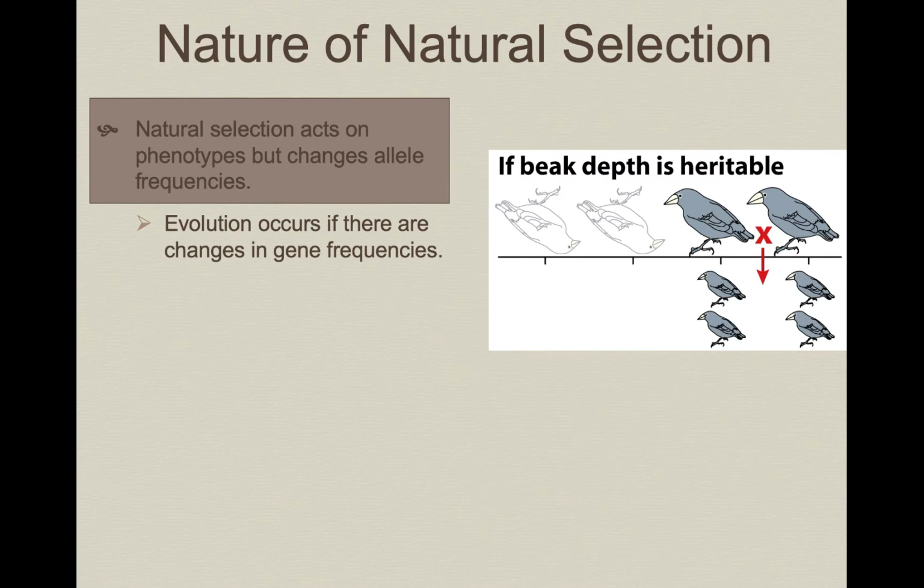The other thing is that natural selection acts on phenotypes, but really what it's changing in the population is the allele frequencies that are linked to those phenotypes. Evolution occurs if there are changes in the gene frequencies in the next generation. So in this situation, if beak depth is heritable, small-billed individuals, if they're selected against, are not going to reproduce. Okay, so they're not going to produce offspring. Large-billed individuals are going to reproduce, and they're going to predictably produce more large individuals in the population.